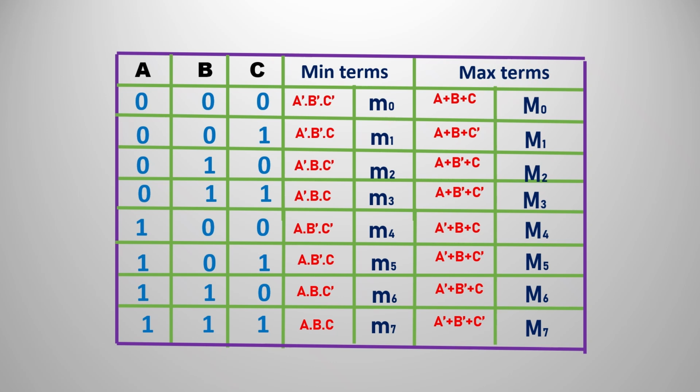If you want the full table for reference, this is the full table, which involves 3 variables A, B, C. I included minterms, maxterms as well, the expanded forms and the small representations, all in a single table.